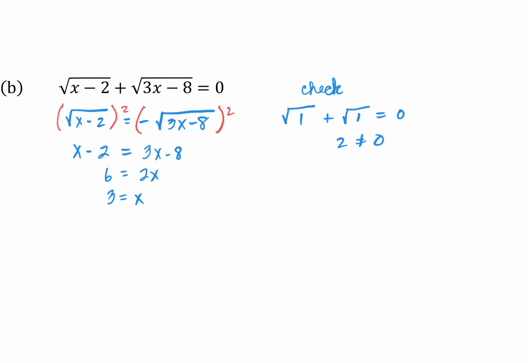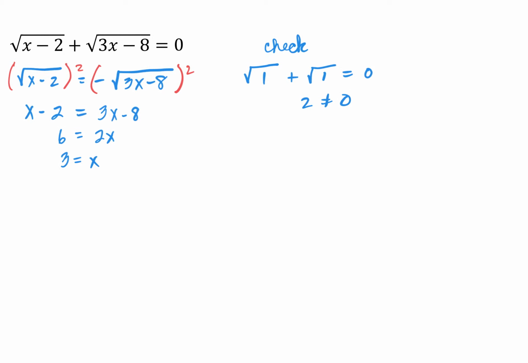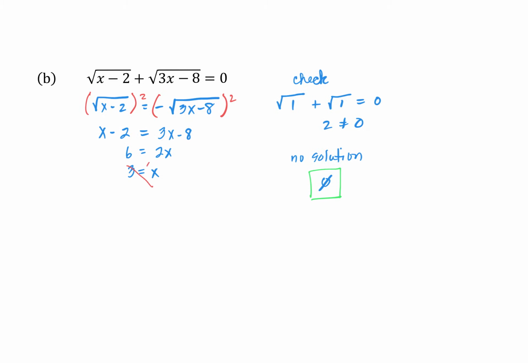That was my only possible solution, and it didn't work. So there's actually no solution to this equation. So I could write no solution. Or remember, we have that empty set symbol. And this 3 did not work. And I kind of knew it wouldn't when I looked at the original equation, because these are square roots. They can be 0 or they can be positive, but they'll never be negative. So when you add them together, the only way that the equation can be true is if both square roots are 0. And in this case, that would be impossible.